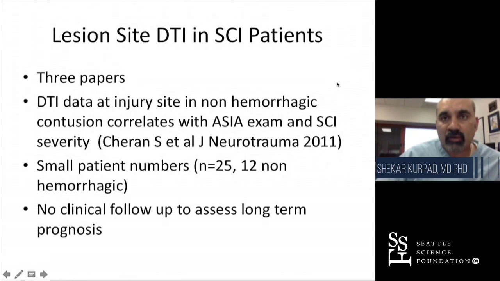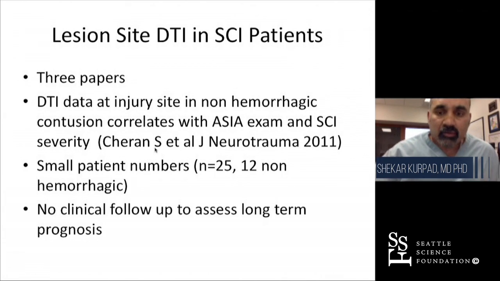There have been 3 manuscripts published in spinal cord injury patients looking at lesion site diffusion tensor imaging, and essentially they indicate that DTI data at the injury site in non-hemorrhagic contusion might correlate with ASIA exam and spinal cord injury severity. And this is a paper published by Bizan Arabi's group back in 2011. But again, the study was limited by small patient numbers, and there was no clinical follow-up to assess long-term prognosis.